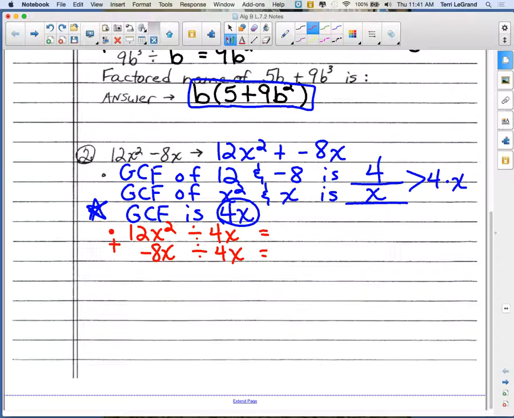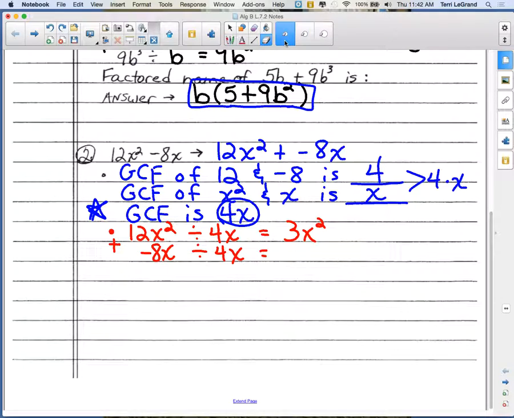Okay, Kelvin, what do you have for 12x squared divided by 4x? 3x to the second power. Okay, should we agree with them? So 12 divided by 4 is 3. Can we agree with that? Yes. Okay. X squared divided by x? X squared. Can we agree with that? No. We need to change it to what? X. Just an x. Okay.